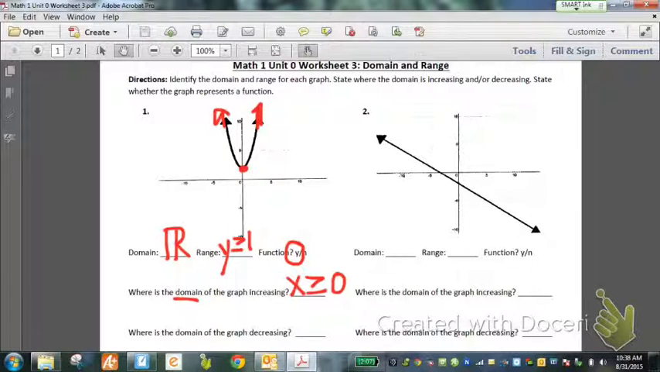Does that make sense? So then the question is, where is the domain of the graph decreasing? Remember, we read graphs from left to right. So where is it going down? Less than or equal to 0. So still x's less than or equal to 0. This is tricky because when we're looking at it, the arrow is going up, but remember we read graphs from left to right. Okay?